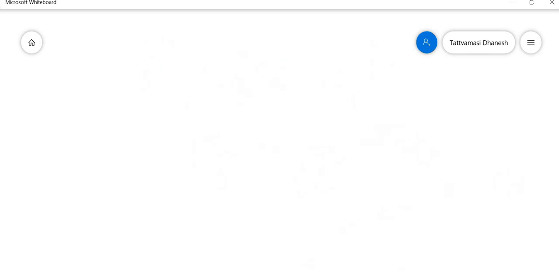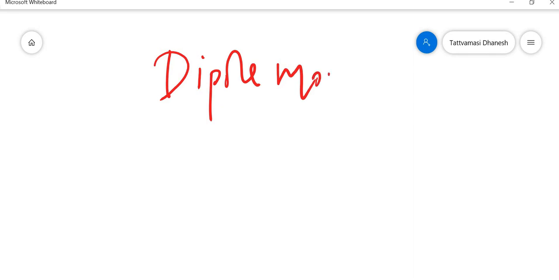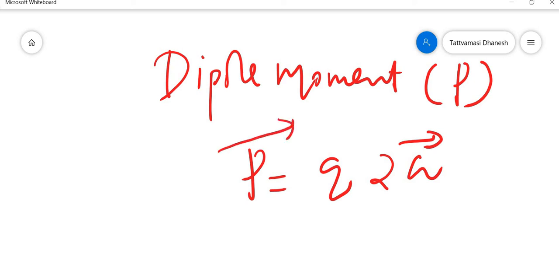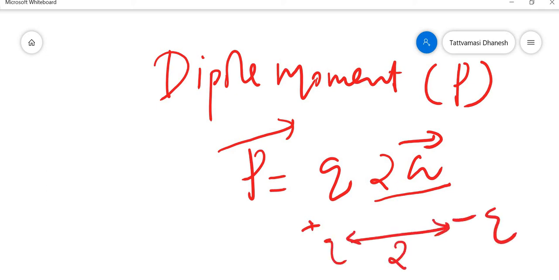Now I am going to discuss another important aspect, that is known as the dipole moment. See, dipole moment is denoted by the letter P. Dipole moment is the product of one of the charges and the vector distance. So it is a vector quantity because the distance is a vector but charge is a scalar. So this is the formula. One of the charges, and the distance we have taken as 2a. So that's why we have taken only q, and between plus q and minus q the distance is 2a. So dipole moment is a vector quantity.